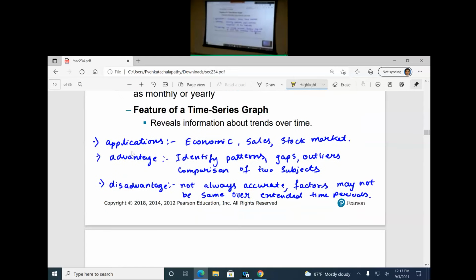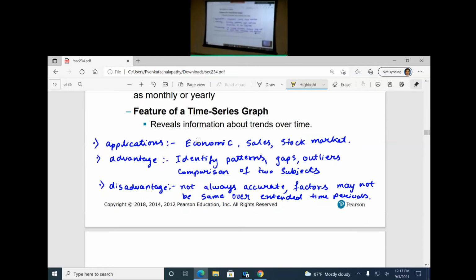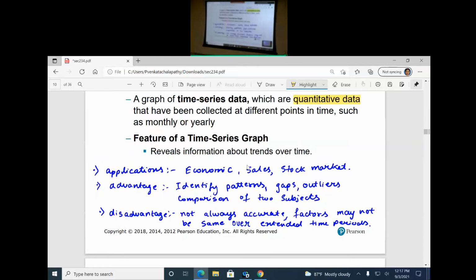Now, what are the applications? It is mostly used in economics, mainly in stock markets, and even in sales. So, one advantage is that this also identifies the gaps, outliers, and main advantage, which differentiates this from the other two graphs, is that it compares two subjects.